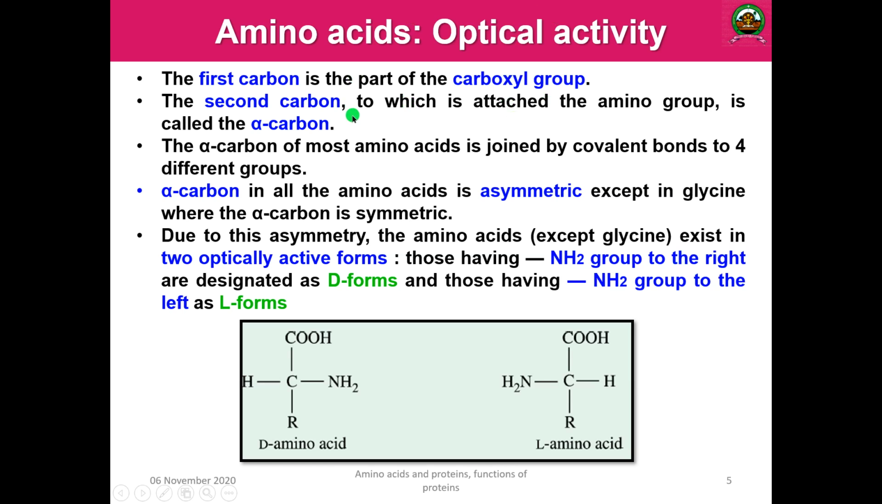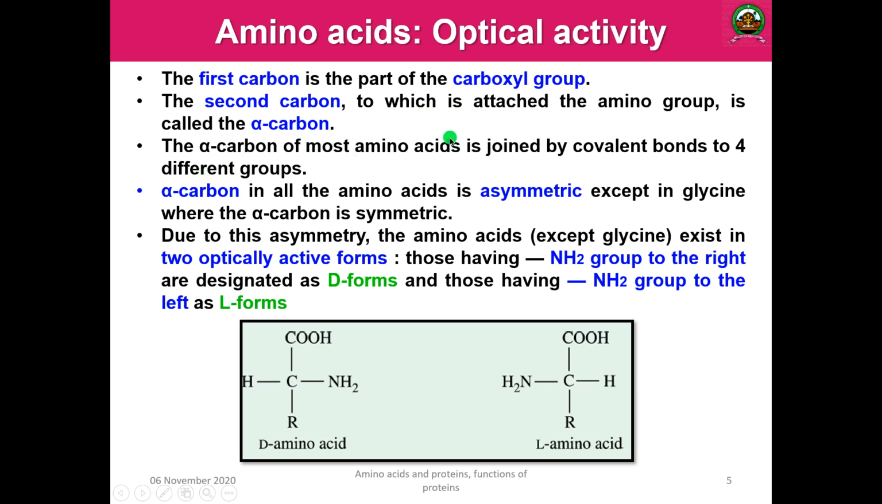And another important aspect of the amino acids is the major features of amino acids. The first one is the optical activity. The same thing we have discussed in the case of carbohydrate also. In the amino acid, the first carbon atom is the part of the carboxyl group, and the second carbon atom, to which an amino group is attached, is known as alpha carbon. I told you this one.